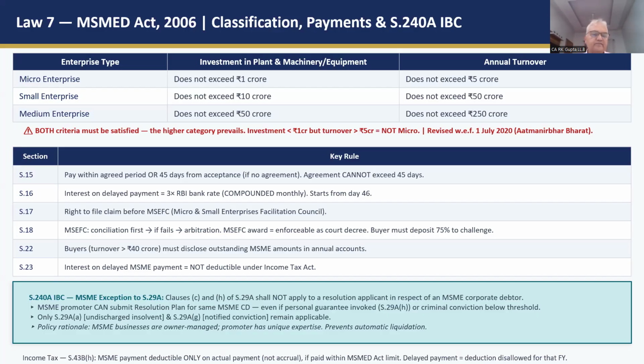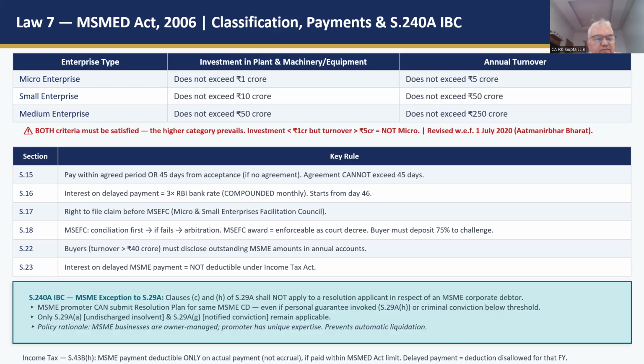Section 18 says that if the efforts before the Micro and Small Enterprises Facilitation Council fail, then it may be referred to arbitration. And this award of the Micro and Small Enterprises Facilitation Council is enforceable as a decree of the court, and the buyer must deposit 75% to challenge this.